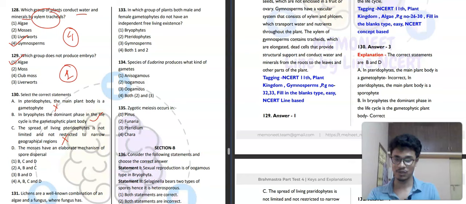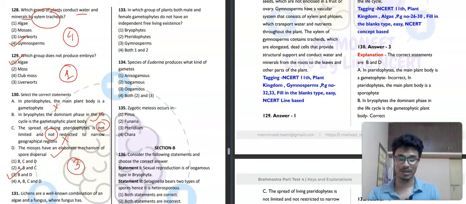You can see that it's just twisting of words, the "not". If you just don't read these words, then it is correct that the spread of living pteridophytes is limited and restricted to narrow geographical regions. And the last one, the mosses have an elaborate mechanism of spore dispersal. Sorry, how will moss have seed? These have spores. So B and D are correct, which is the third option. That's why it is our correct answer for this question.